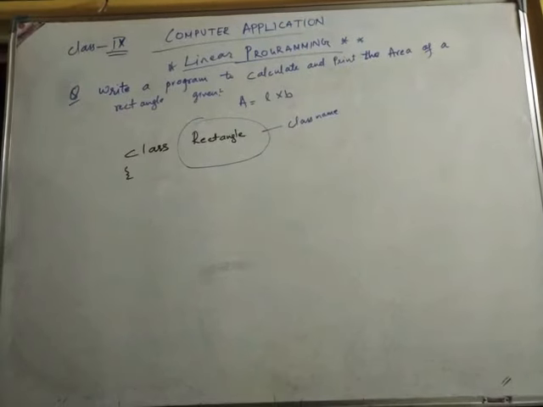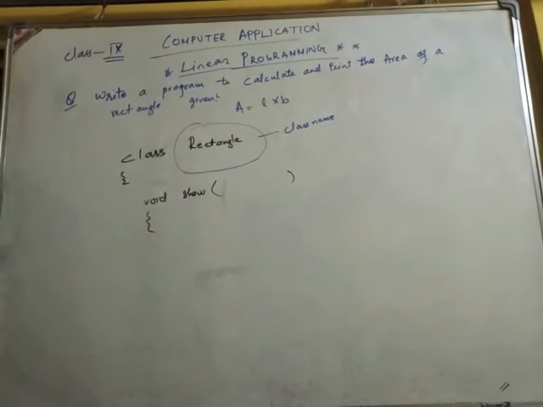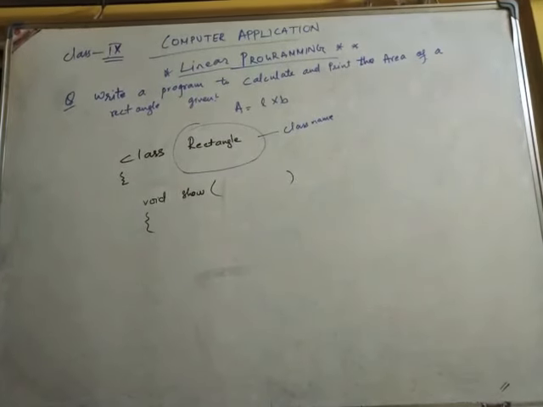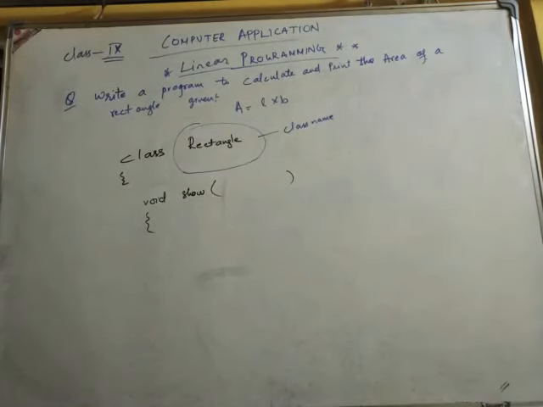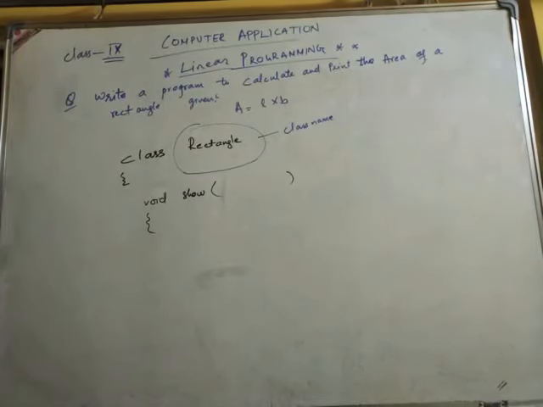Then we write void show. After void show I have put a pair of small brackets. Now inside that we have to write the parameters. Remember when we discussed parameters in polymorphism, the parameters you write here are the input.